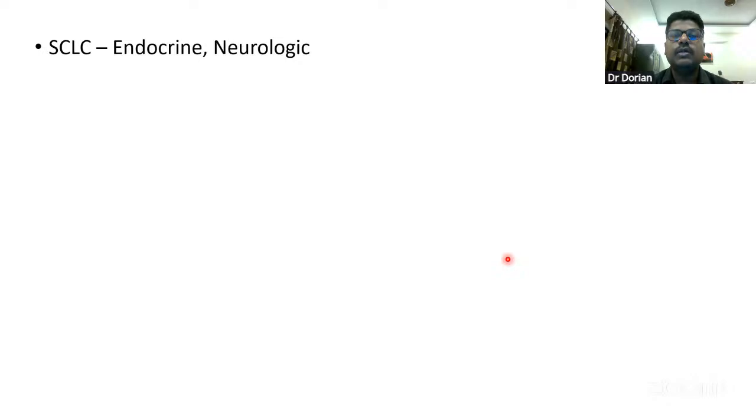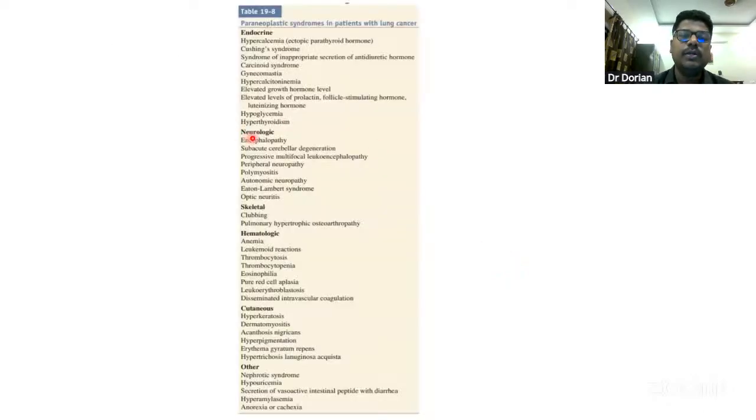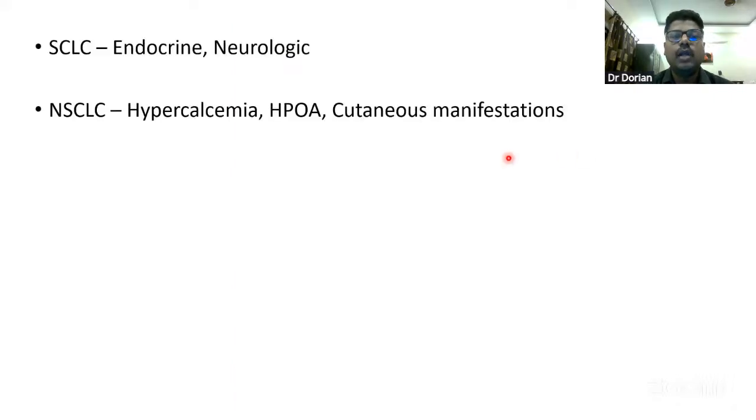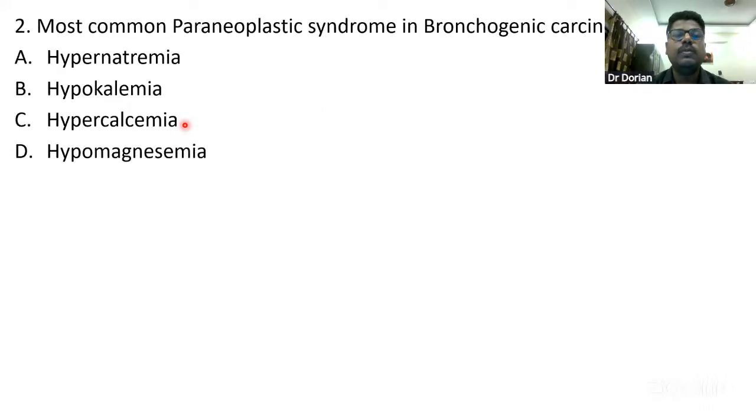Small cell carcinoma usually causes endocrine paraneoplastic syndromes and neurologic paraneoplastic syndromes. So in this table, there may be multiple neurologic and multiple endocrine symptoms. All this can be caused by small cell lung cancer. Non-small cell lung cancer can cause hypercalcemia, hypertrophic pulmonary osteoarthropathy, and cutaneous manifestations. If you compare small cell and non-small cell, the most common lung cancer all over the world is non-small cell. And the most common paraneoplastic syndrome caused by non-small cell lung cancer is hypercalcemia. So the answer for this question will most probably be hypercalcemia.